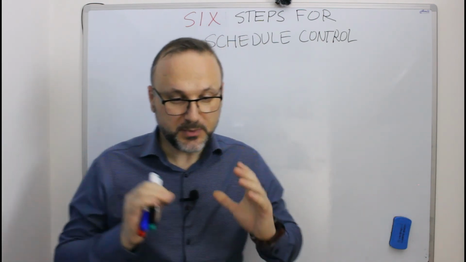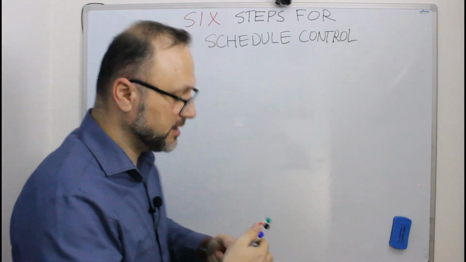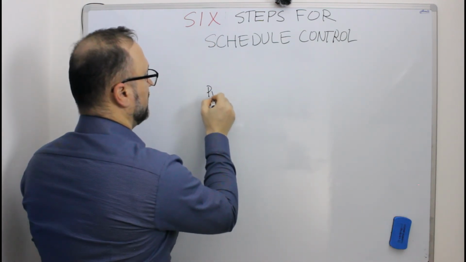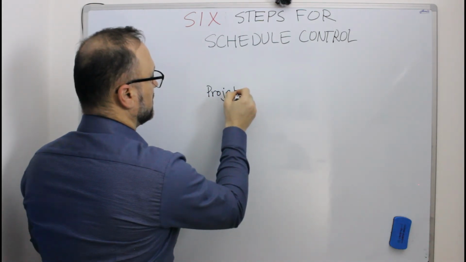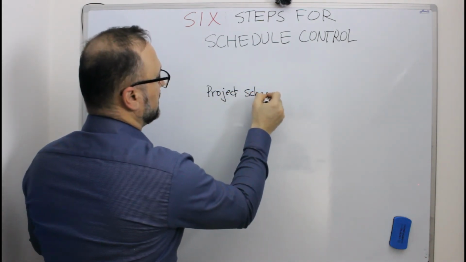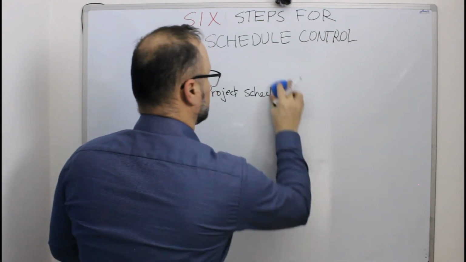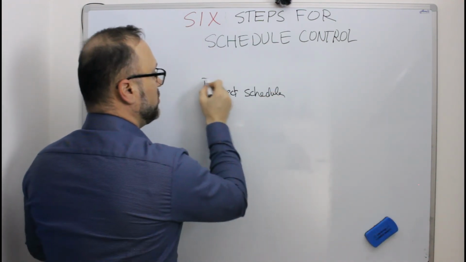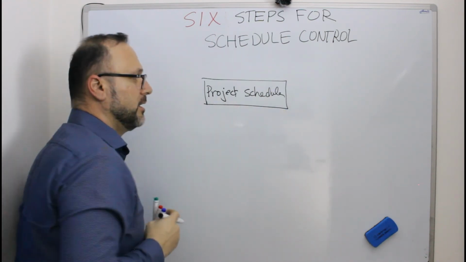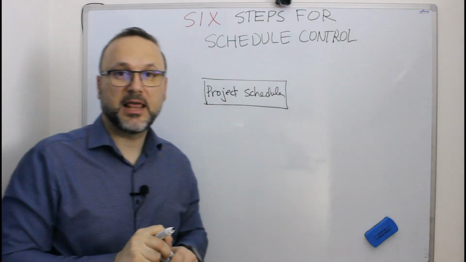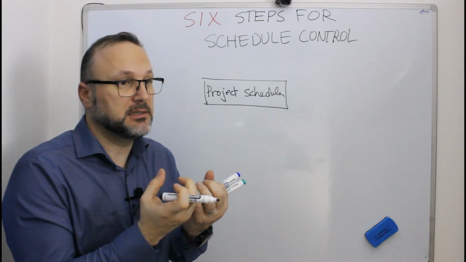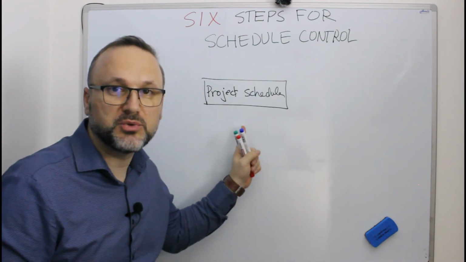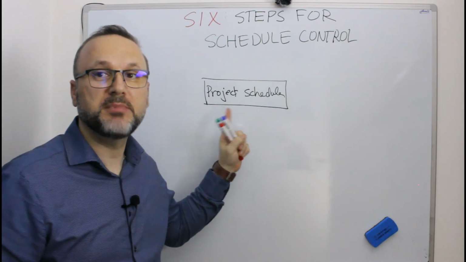Now, first thing, you created the project schedule. So I have here a project schedule. Now, when I created this schedule, the schedule is still fresh. It's in my hands. Now I need to do something with this schedule to make it functional.